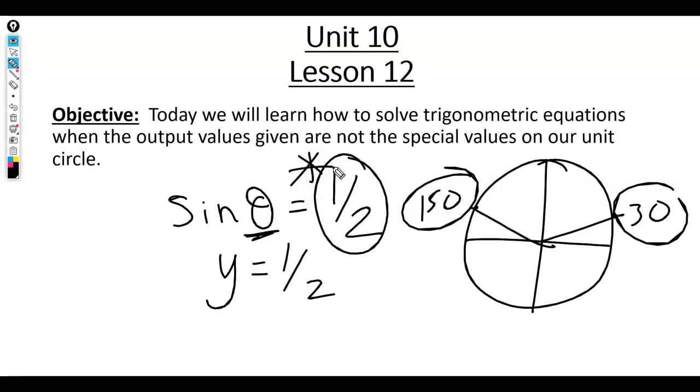But this is saying when y equals a half, right? But I mean, y can also equal something weird like 0.1, can't it? And that would be more like down here. What angle would that be when the height of the coordinate is 0.1? Well, that's what we're going to learn about today. Okay, so how can we find those angles?